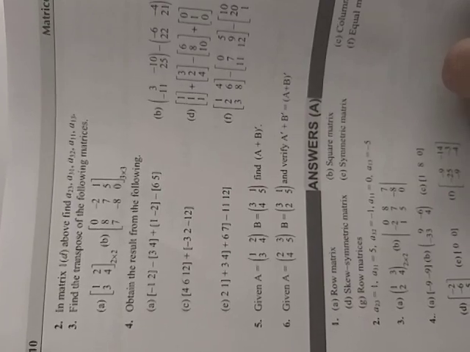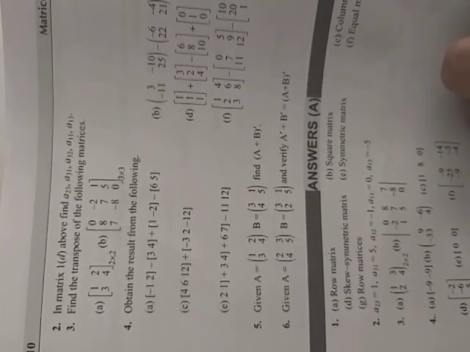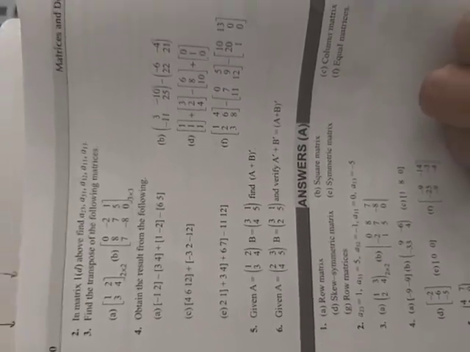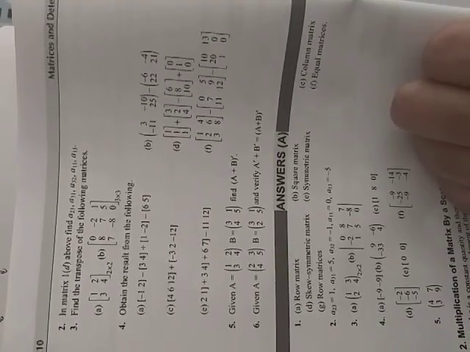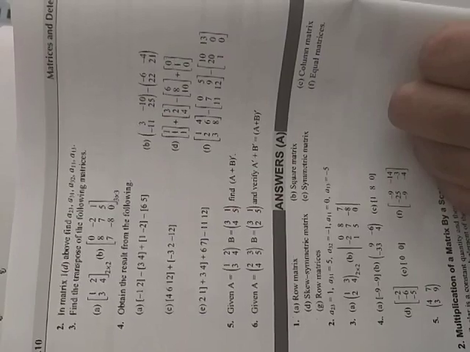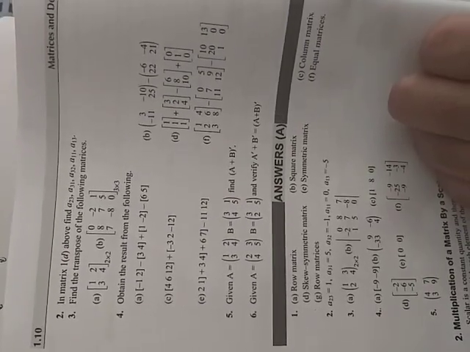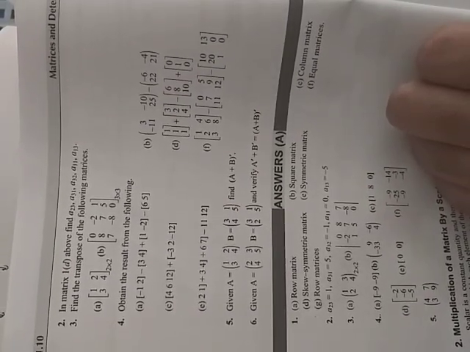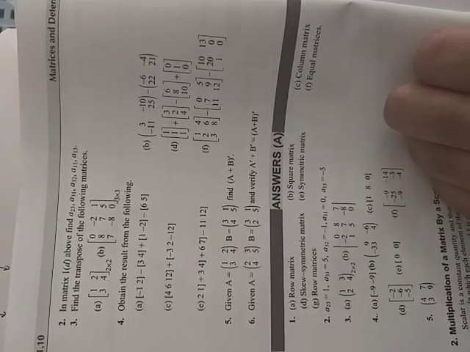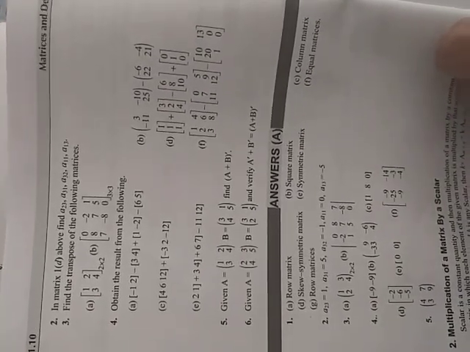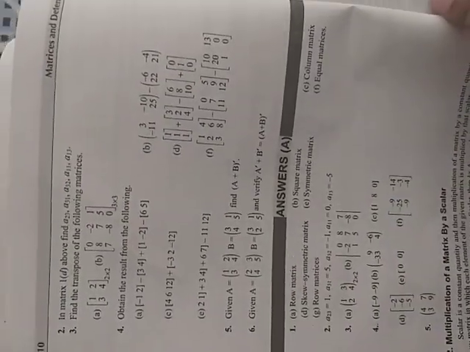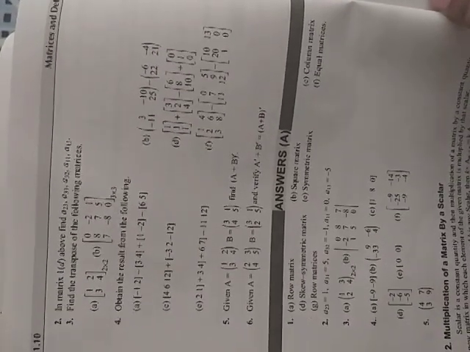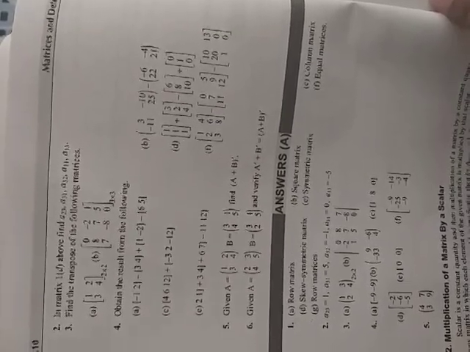In example 3 they have asked you to find the transpose. We have not done the concept of transpose yet, so you can leave this question. Then question number 4, obtain the result from the following. So this is simply addition and subtraction of matrices. Very easy. You have to simply add or subtract the corresponding elements of the matrices. I hope you will be able to do this, and answers are also given here, so you can check your answers by solving it. Then question number 5 and 6 are also questions of the transpose of a matrix, which we have not done yet.